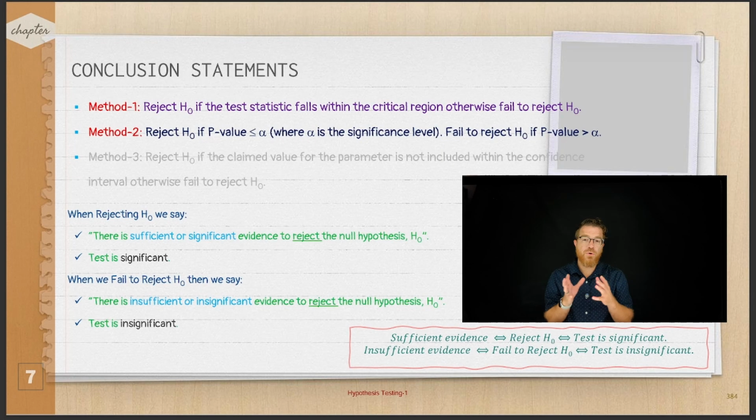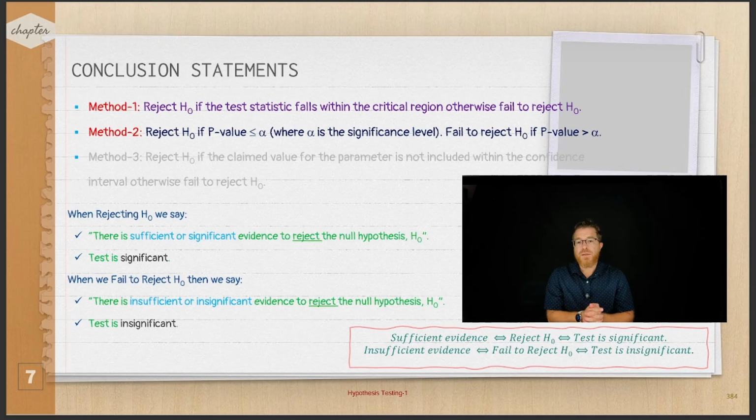The first is using our critical region method, where with our null hypothesis at the center of our distribution, we have 2 critical values if it's a 2-tailed test, or 1 critical value depending on if it's a left or right tail test, and anything that falls beyond that critical value falls into our rejection region. If it falls inside or on the fail to reject side, then we would have insufficient evidence to reject the null hypothesis. If it falls outside that critical value, then it falls into a rejection region. We have enough evidence to reject our null hypothesis at whatever level of significance we chose.